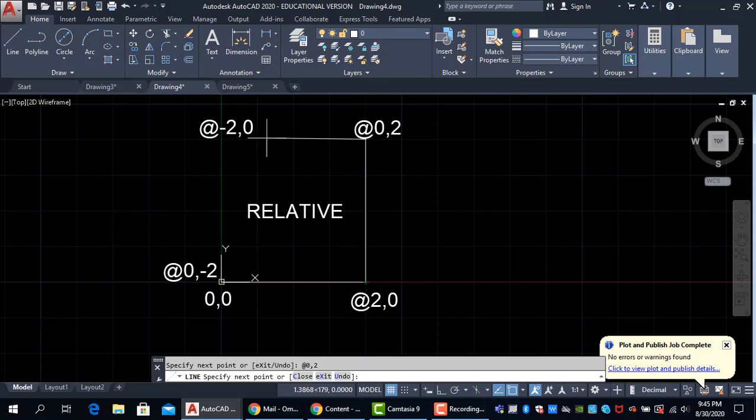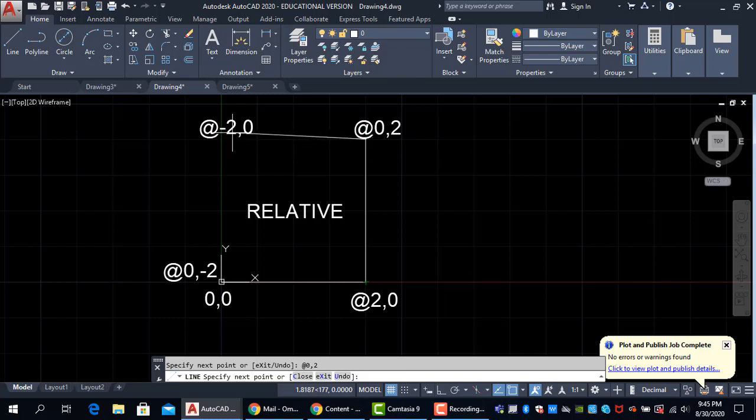Now we need the segment right here. Okay, now notice we have a negative sign there. Why? Because remember we talked about X and Y and everything's based off of origin. If going right is positive, and we want to go left, it has to be negative. So we need to find that point right there, and relative, it goes back to the previous point. So it's going to find it from this point right here.